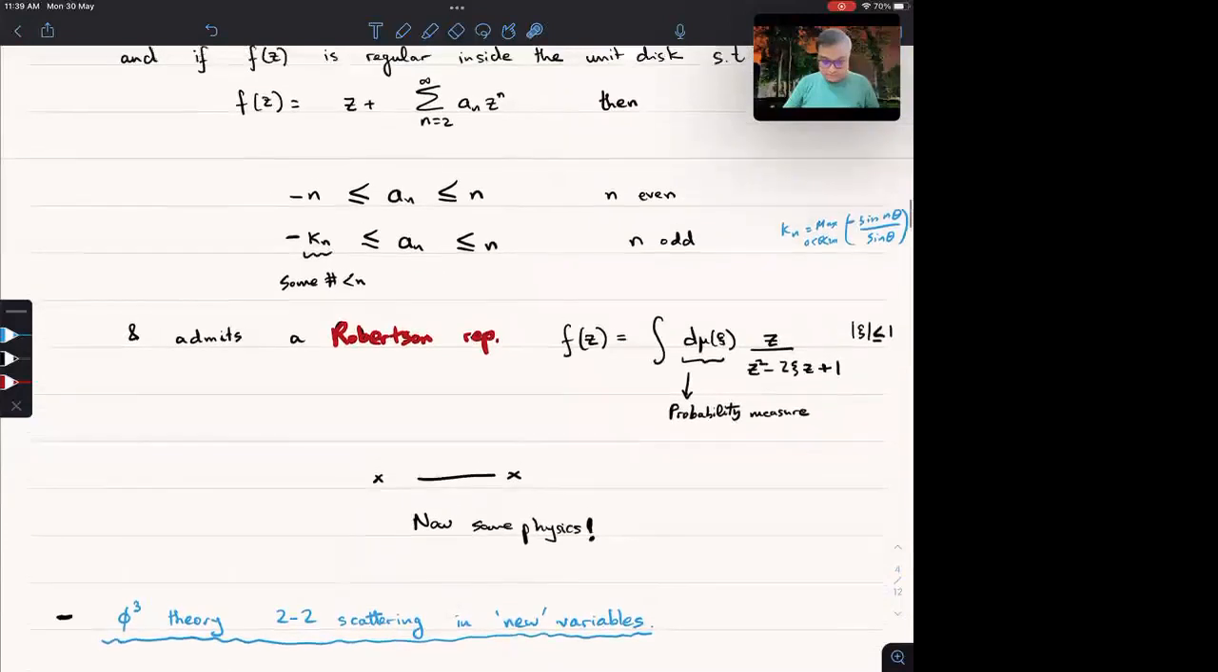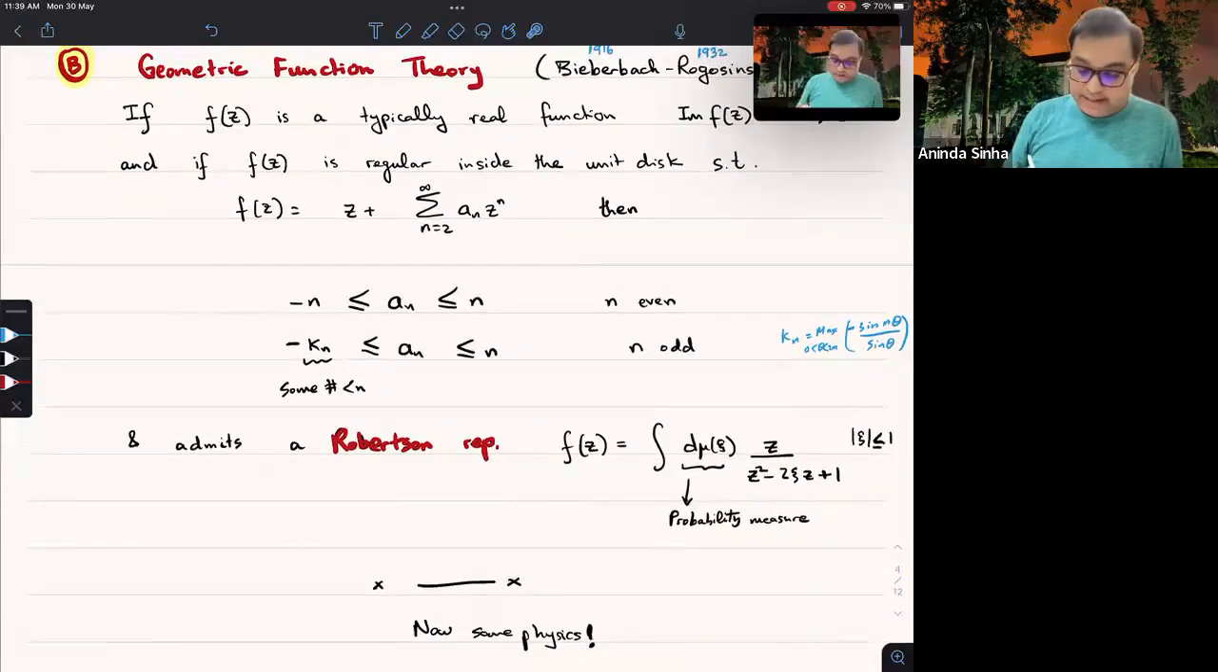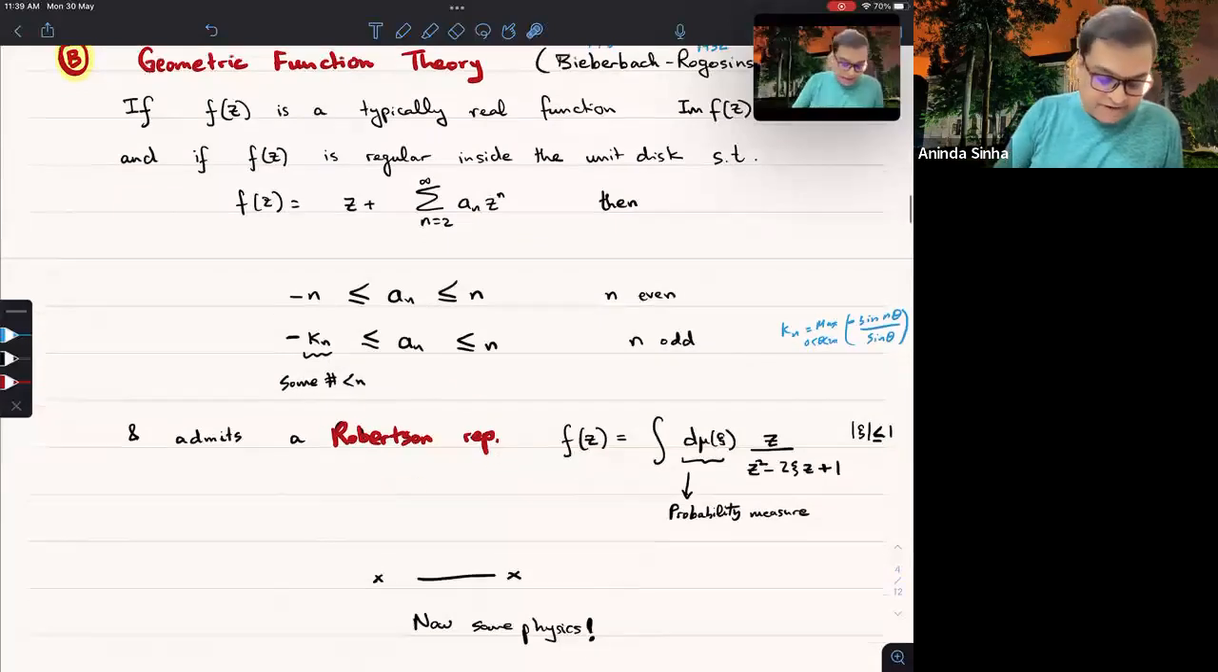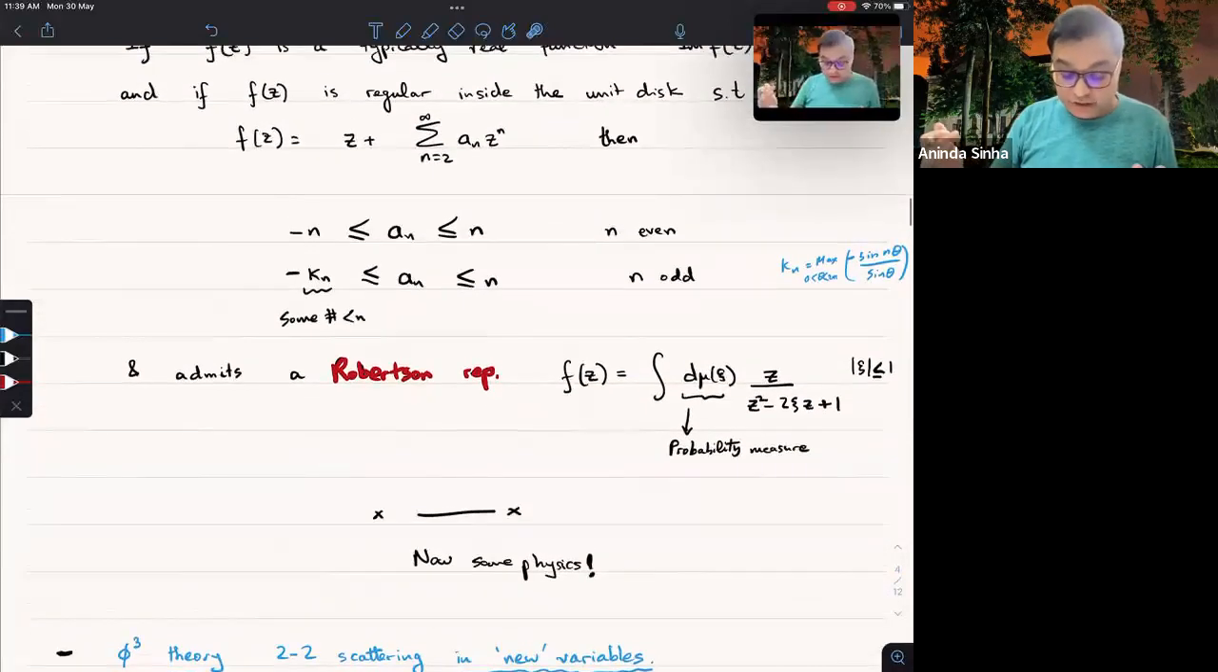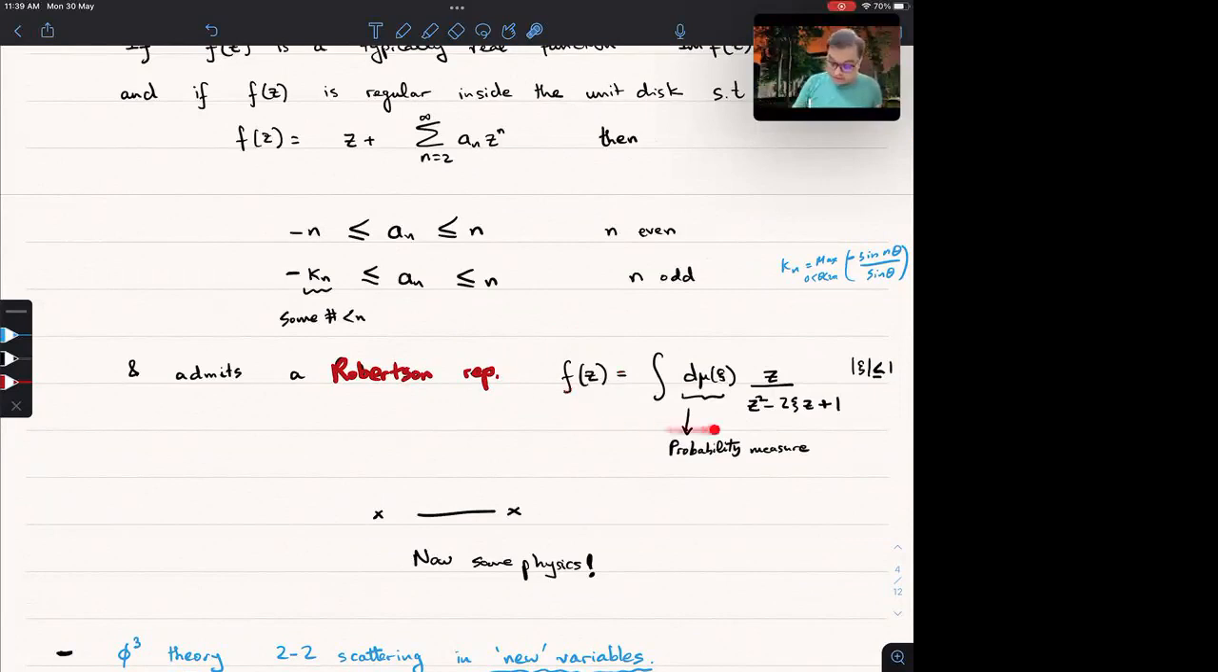Okay. And mathematicians know that these typically real functions admit something called a Robertson representation. And in fact, there is a connection with physics as well, because the way that this Robertson representation worked out is due to some connection that was pointed out first by Wigner in 1951, I suppose. But the statement is that if f of z is a typically real function which is regular inside the unit disk, then it admits a representation of this kind.